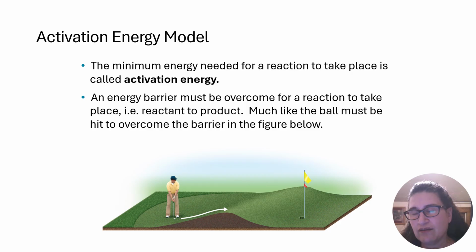All right, now that minimum energy, or that threshold that the reactants have to meet, is called the activation energy. Once they reach that activation energy, then they can make products. If we think about this golfer, this would be the activation energy. So the reactants have to at least get to that threshold before they can form products.